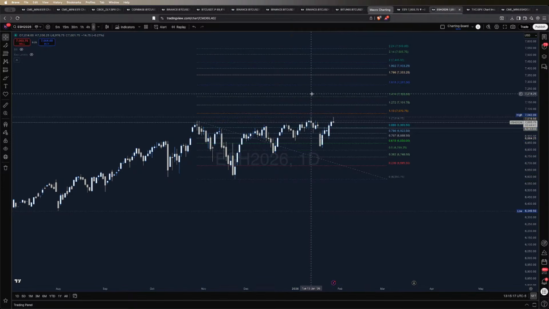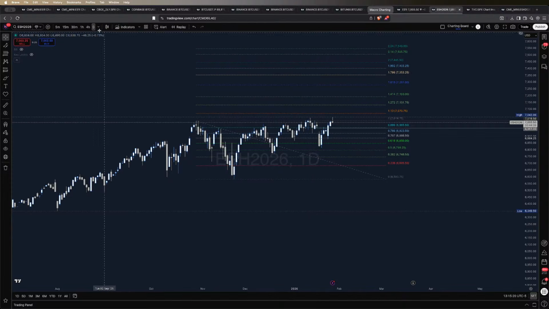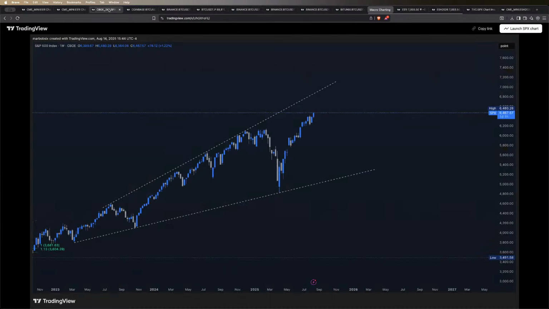Now, if we look into the macro reading, this is where it gets interesting. Keep this chart in mind. The ascending broadening wedge, also known as the Livermore pattern, that we're seeing now across the board.